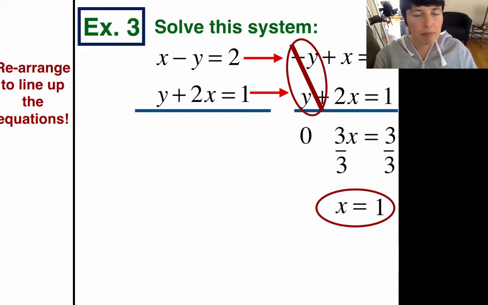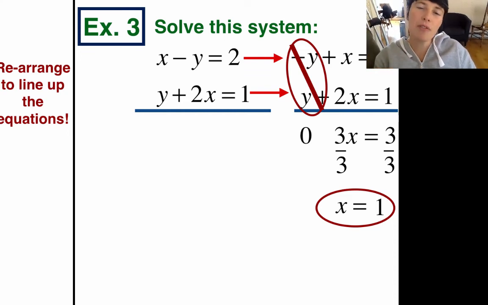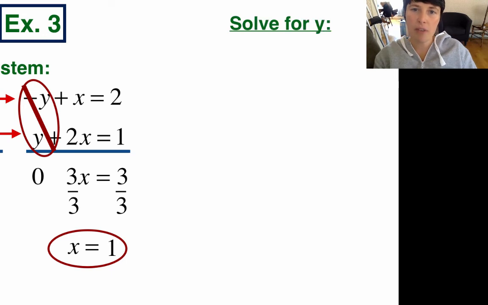Don't fall for the trap. People often do this, like on a test, they'll be hurrying through problems and they'll stop here and they'll think they're done because they've solved for x, but don't forget to solve for y. So I'm going to solve for y real quick.